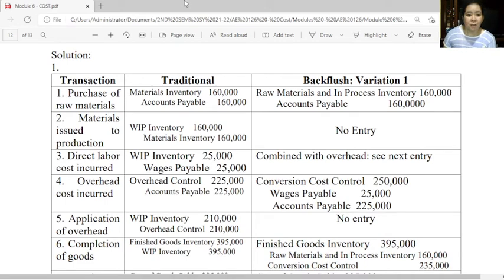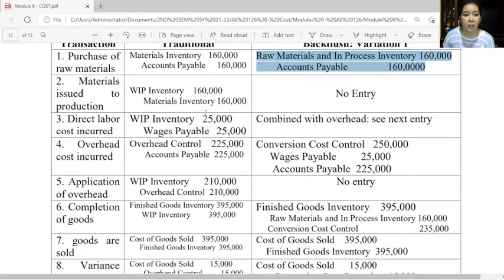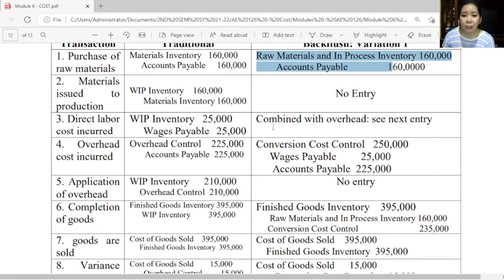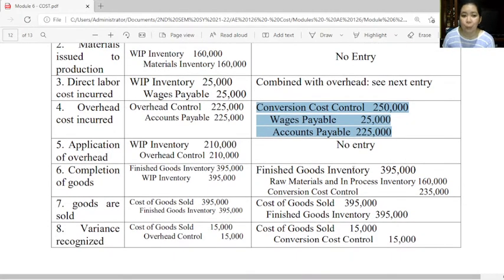For variation 1, the trigger point here is the purchase of raw materials and completion of goods. So this is our entry. Purchase of raw materials, so we debit raw materials and in process, or work in process, credit to accounts payable. For issuance of materials, no entry, just like just in time, because it was already incorporated right here. For direct labor incurred, we will combine it with overhead in this next entry. So debit to conversion cost 250, credit to wages payable 25, and accounts payable 225.